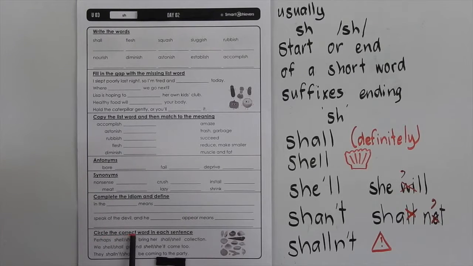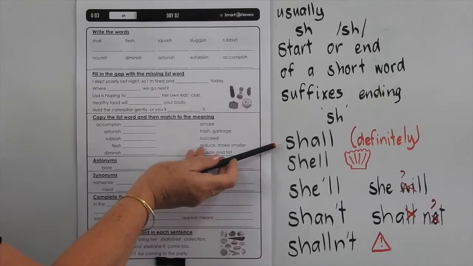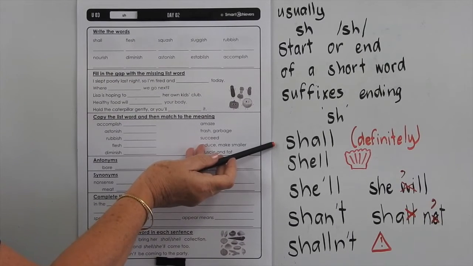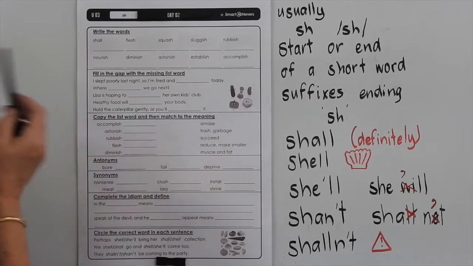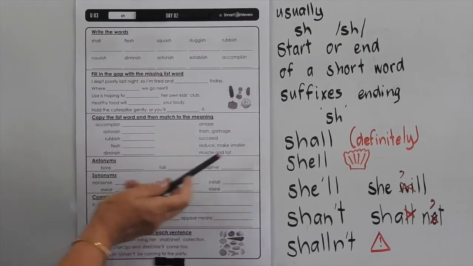And down here, circle the correct word in each sentence. Now, a lot of people get these confused. Now, shall means definitely. So, I shall go to the beach means I shall definitely do it.